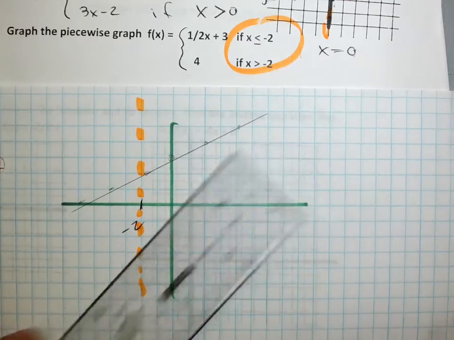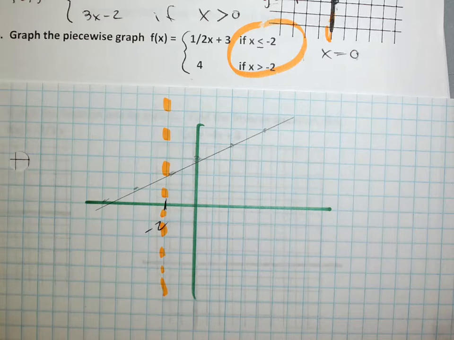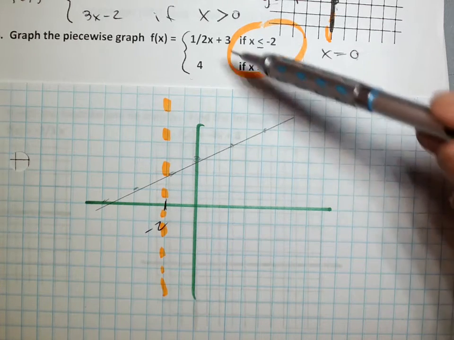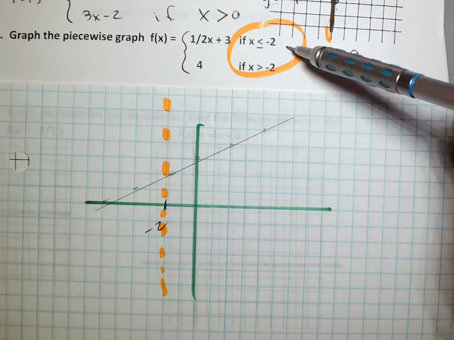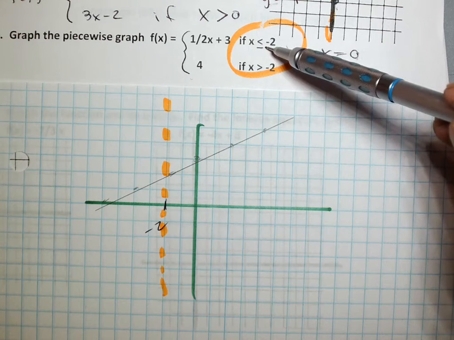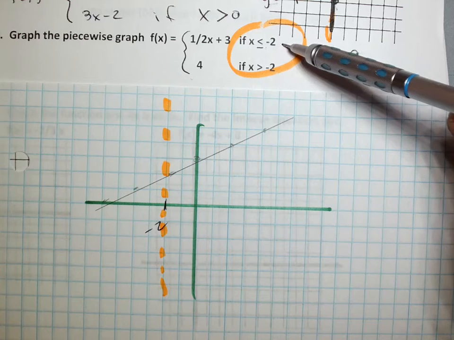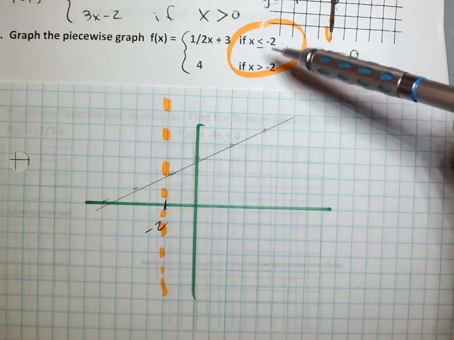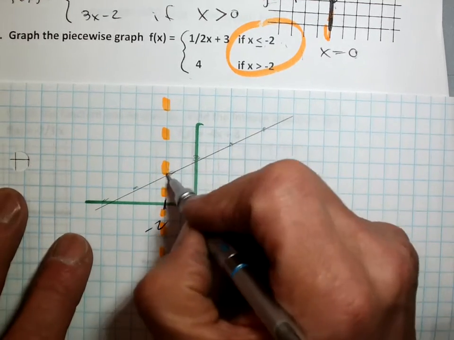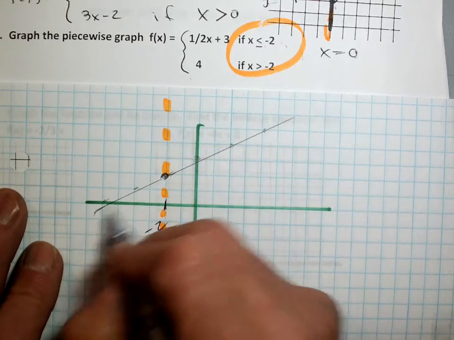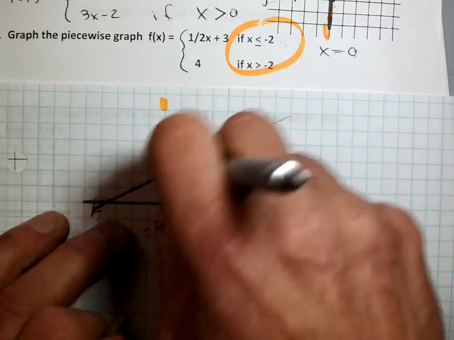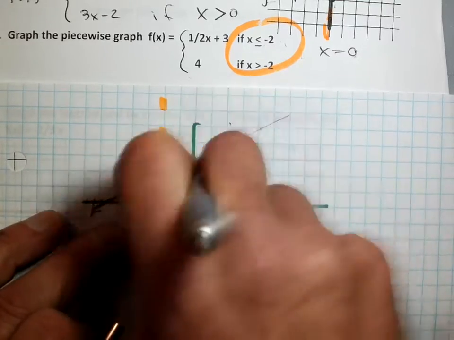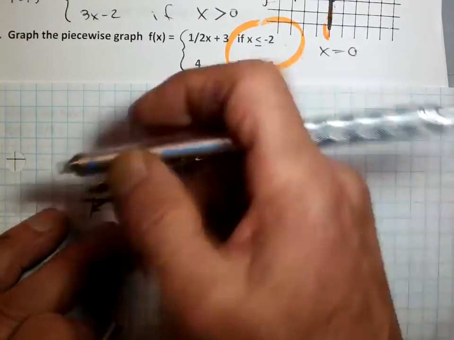Okay, but I'm going to erase half this graph because the graph I just graphed can only exist from -2 back. It has an equal sign also. So the first graph exists from less than or equal to -2. So I'm going to put a solid dot there, draw my graph, and erase that which is greater than -2.